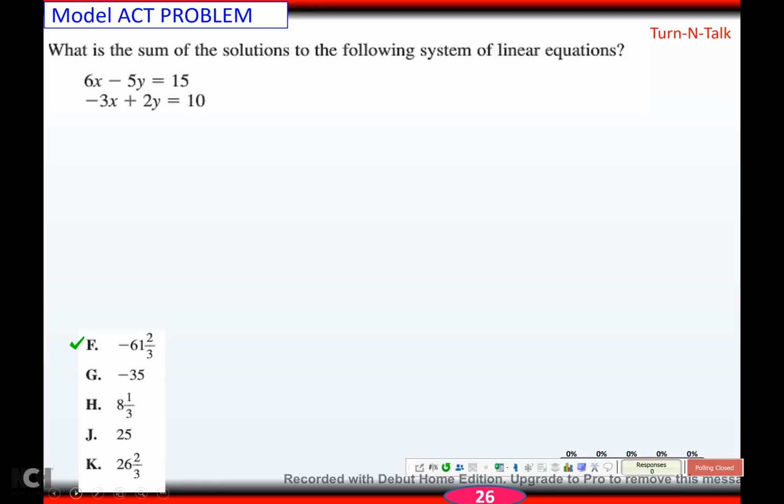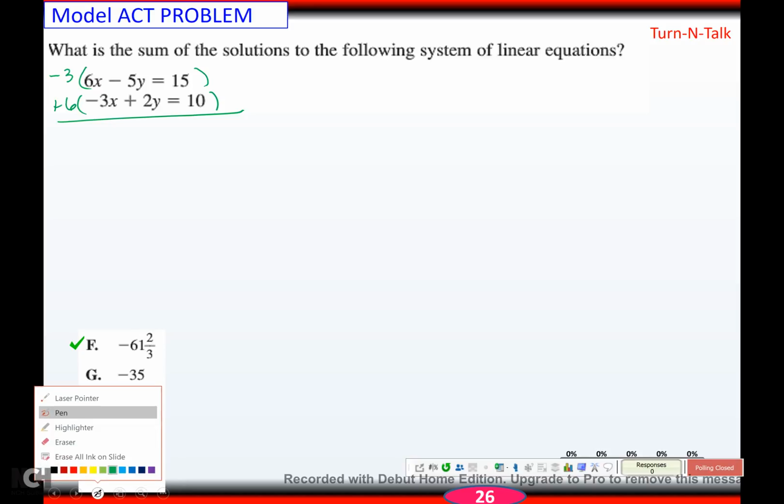And hopefully you got F. Alright, they're already lined up. So I'm going to decide who to kill. And I decided to kill the x's. Alright, so if I'm going to kill the x's, then negative 3 goes up, positive 6 goes down. Check your signs. They came out different, so I need to make them the same.